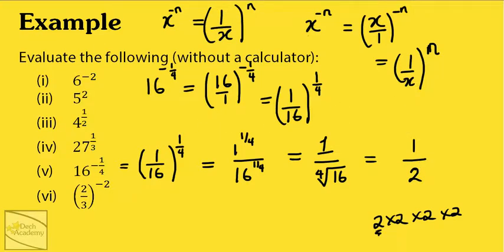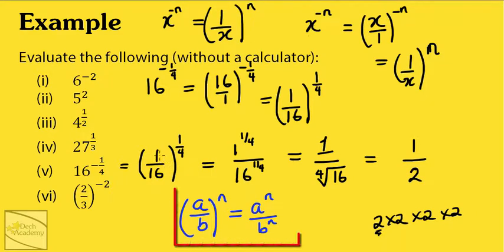One rule that may not be obvious to some of you is the following. If I have something like a over b raised to the n, I can rewrite this as a to the n divided by b to the n, which is what I used here. 1 over 16 all raised to the power of 1 over 4 is the same thing as 1 raised to the power of 1 over 4 divided by 16 raised to the power of 1 over 4. So just keep that in mind too. And of course, 1 raised to any power is 1. That's a general rule you need to know. That's how we go from here to here.